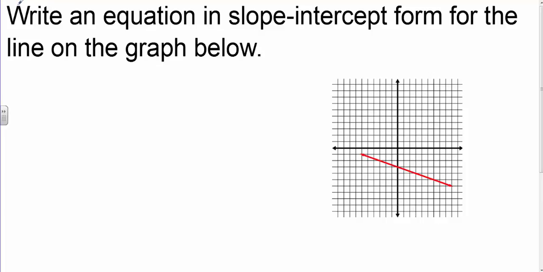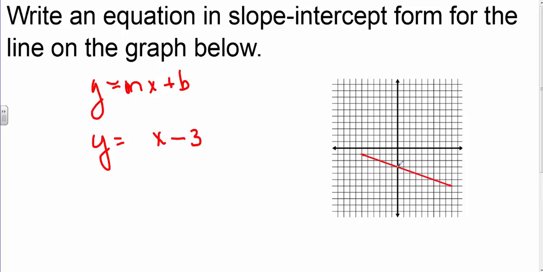Your turn. Pause the video and then write an equation in slope-intercept form for the line on the graph below. Remember, it's y equals mx plus b. Go for it. So we write y equals, and put our x. The y-intercept is negative 3.